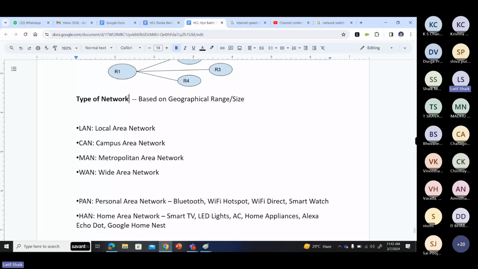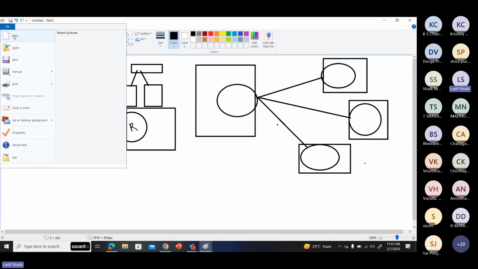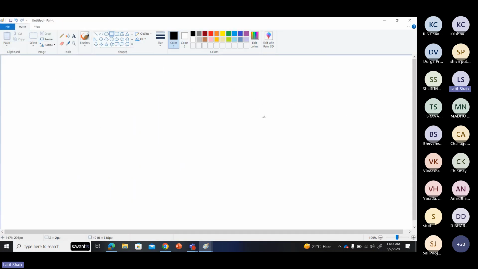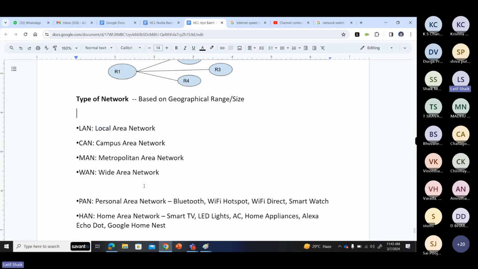Different types of networks depend upon geographical range or size. These definitions depend upon the old textbook concepts only. That is, area means geographical size wise only. The original, real definitions differ from these area-wise definitions. But first of all, we'll see.